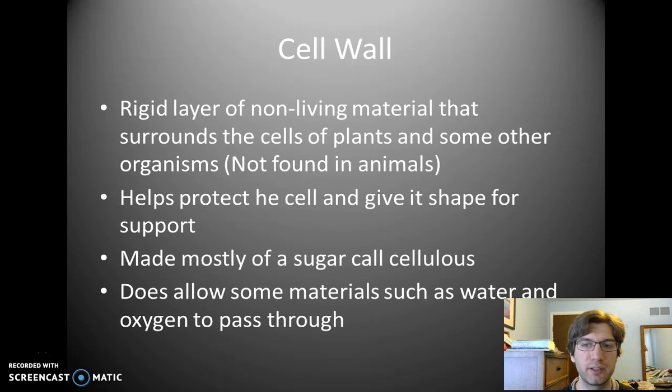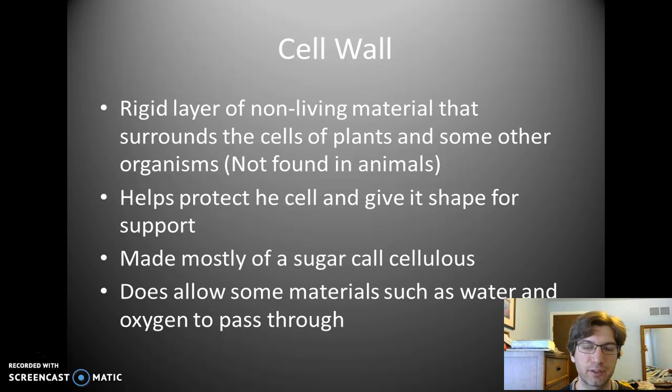Our first one is going to be a cell wall. Our cell wall is going to be a rigid layer just outside, surrounding the cell. This rigid layer adds support and structure, and it will also be protection. A cell wall is not found in all cells. It is found in plant cells and a lot of fungus cells, but animal cells normally do not have cell walls. Bacteria cells don't normally have cell walls.